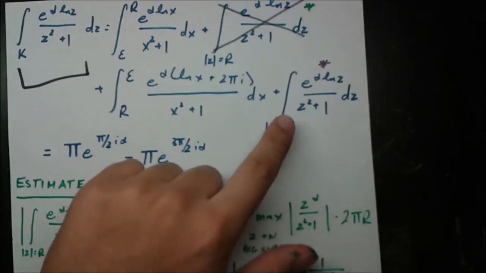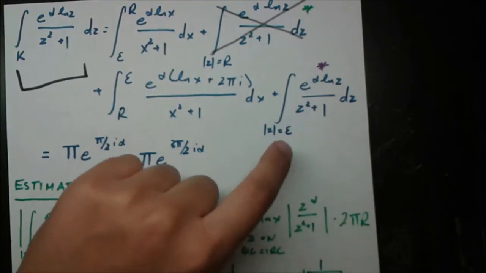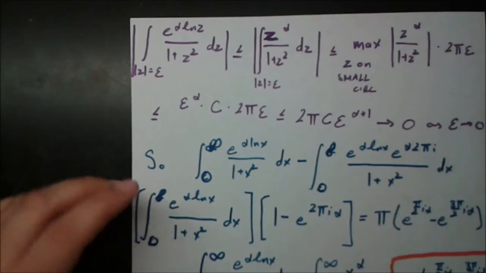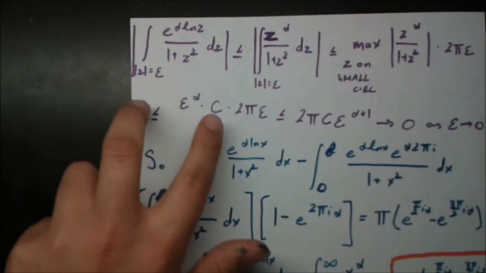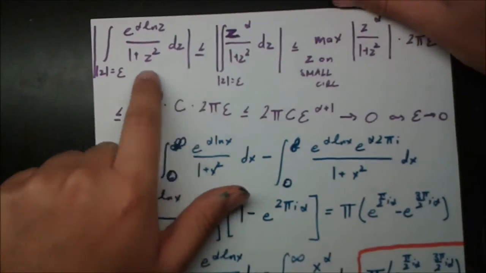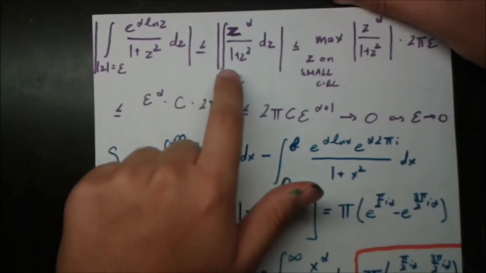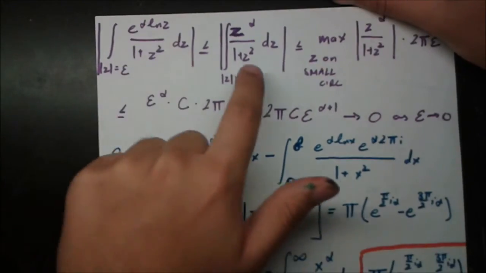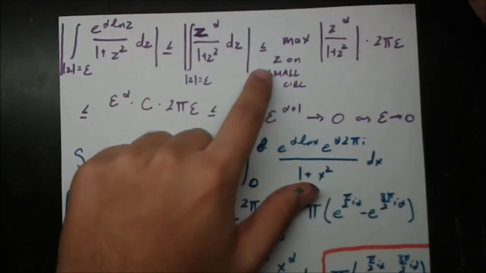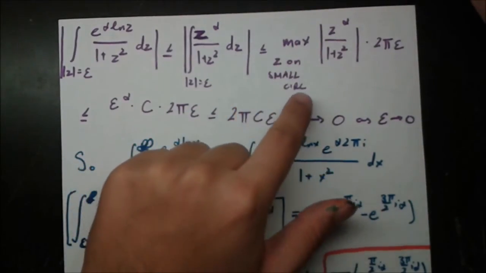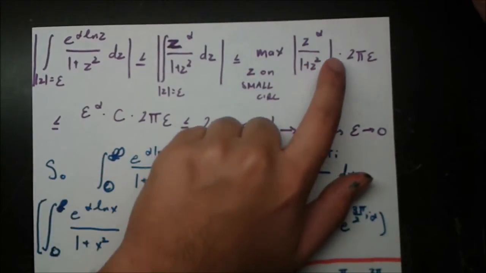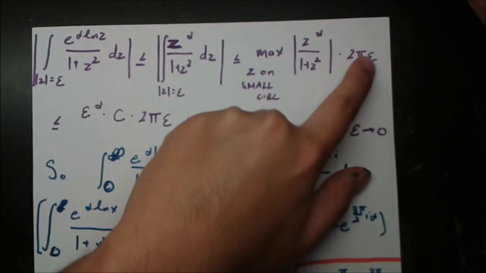Now that still leaves us the problem of this purple integral right here, but we're going to do a similar process on the back. This purple integral is the one around the small circle with the radius epsilon. Okay, we're going to do a very similar process. So again, we want to estimate that integral. It's less than or equal to, and then we're going to revert this back to its original form, z to the alpha, and this is less than or equal to the maximum value of z on the small circle and the modulus of the integrand times the distance of the small circle, which is 2 pi epsilon.